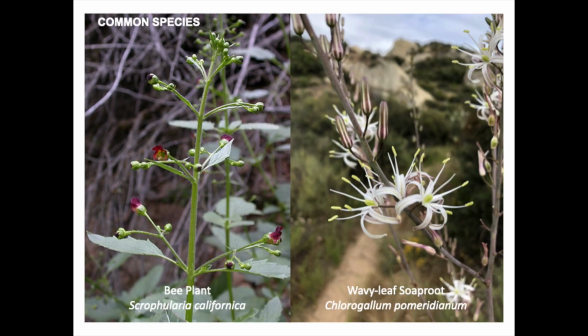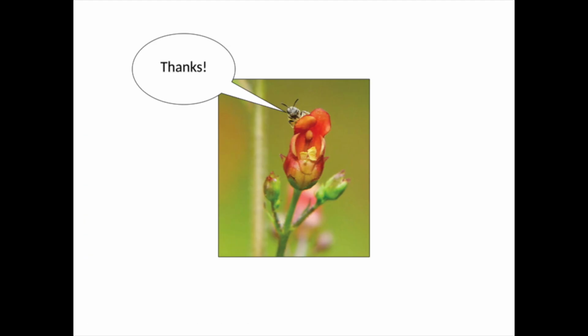And then over on the right is the wavy leaf soaproot. And this only blooms in the afternoon or evening. If you look at the Latin name, Chlorogalum pomeridianum. Pomeridianum means, po means after, meridian is noon. So the species name is telling you it blooms in the afternoon. And that's it.